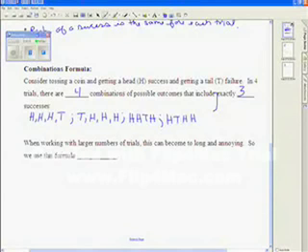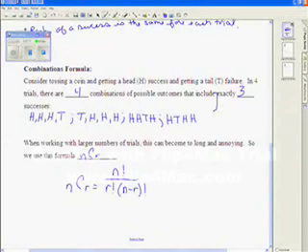When working with larger numbers, this becomes ridiculous to do, right? You're not going to list how many combinations if you have exactly 150 heads. So what we use is, look familiar? There is a way to do it without your calculator, and you have learned this in other classes: n factorial over r factorial times n minus r factorial.